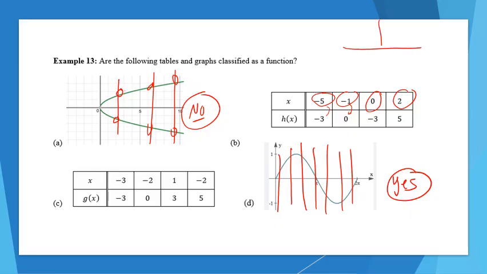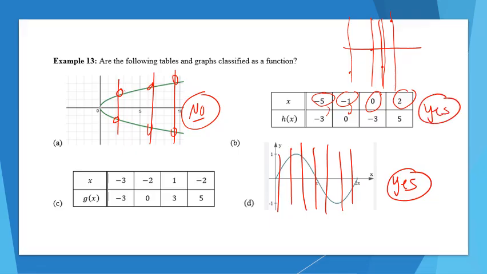Also, you could just sketch a quick graph. So -5, -3, -1, 0, 0, -3, 2, 5. It doesn't have to be perfect, but here they all would pass the vertical line test. So this would be yes, it's a function.